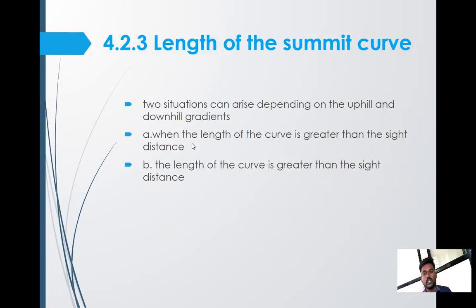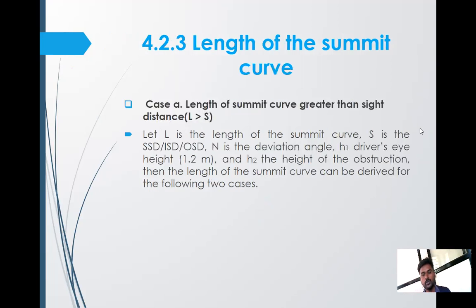Then there are two situations when we design summit curves. The first is when the length of the summit curve is greater than or equal to the sight distance. The second condition is when the length of the summit curve is less than the sight distance. This sight distance may be SSD or OSD. Now we will see how the length of the summit curves is found by using different formulas.